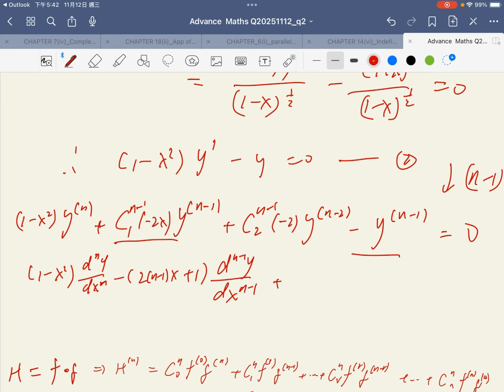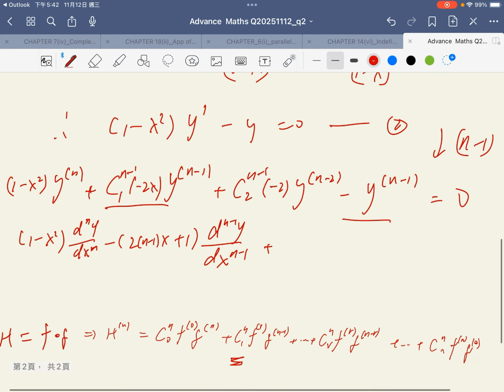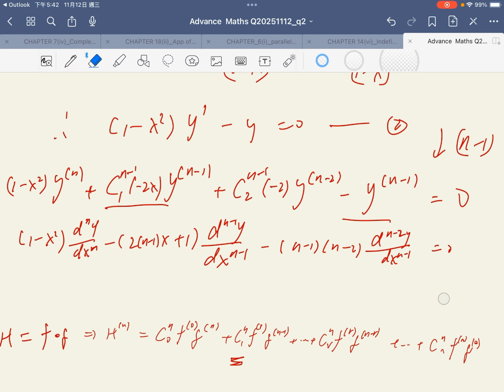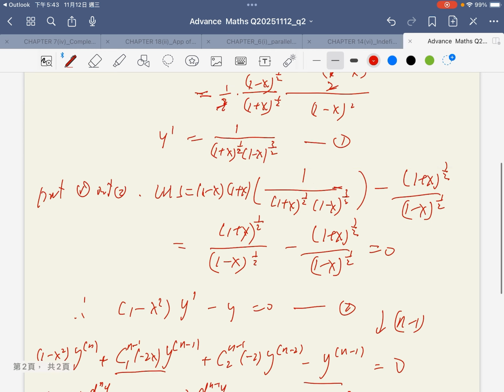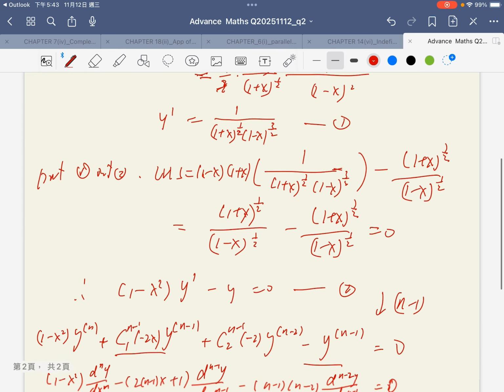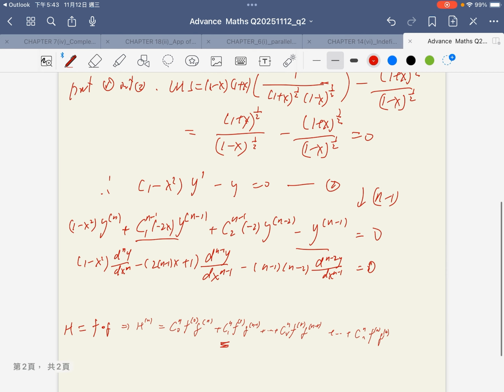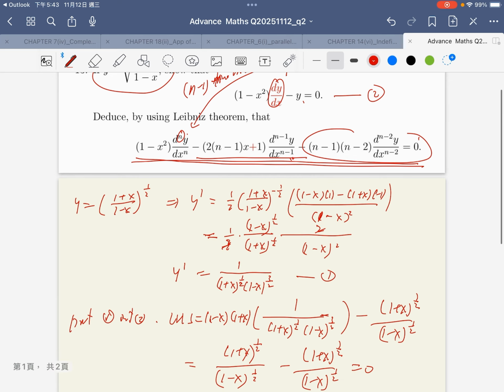Okay, then for the final part, n minus 1 C2 is equal to (n minus 1) times (n minus 2) over 2. Then it's negative 2, and we have minus (n minus 1)(n minus 2) d^(n-2) y over dx^(n-2), equal to 0. Then you can see that this is the final result here. Yeah, it is not a difficult problem. You only have to know how to operate the Leibniz theorem. Leibniz is very important in calculus.